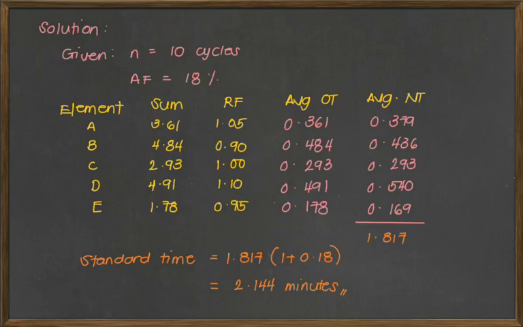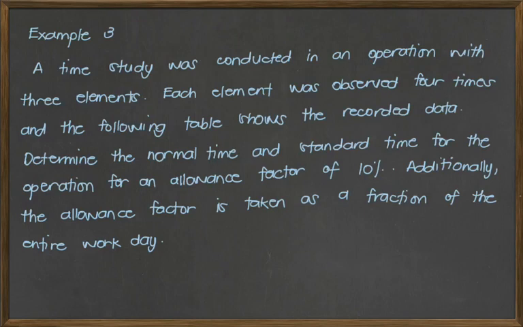Now, let us move on to the next and final example for this video tutorial. So, for example 3, a time study was conducted in an operation with 3 elements. Now, each element was observed 4 times, and the following table shows the recorded data. We want to determine the normal time and the standard time for the operation for an allowance factor of 10%. So, additionally, the allowance factor is taken as a fraction of the entire workday.